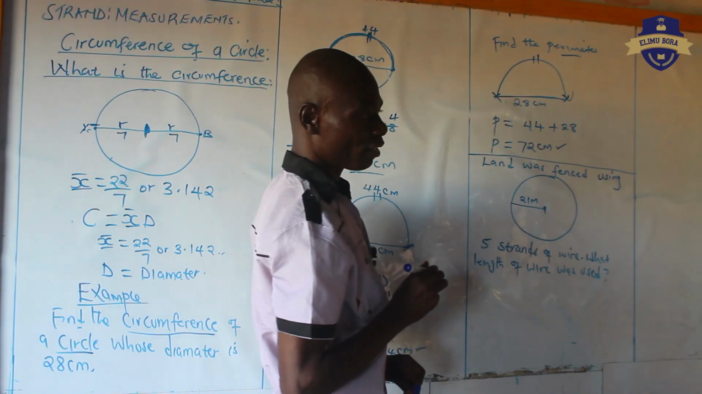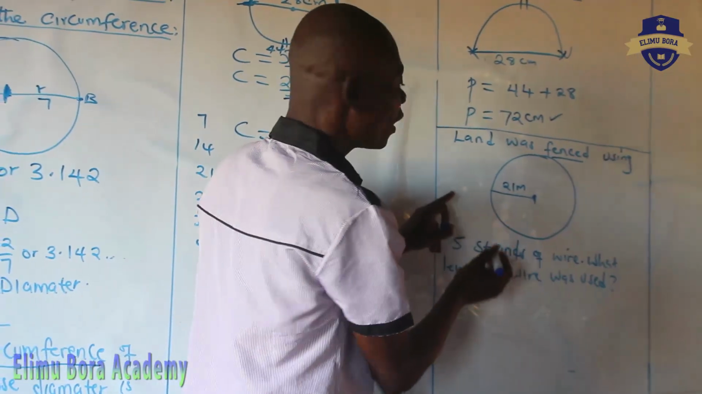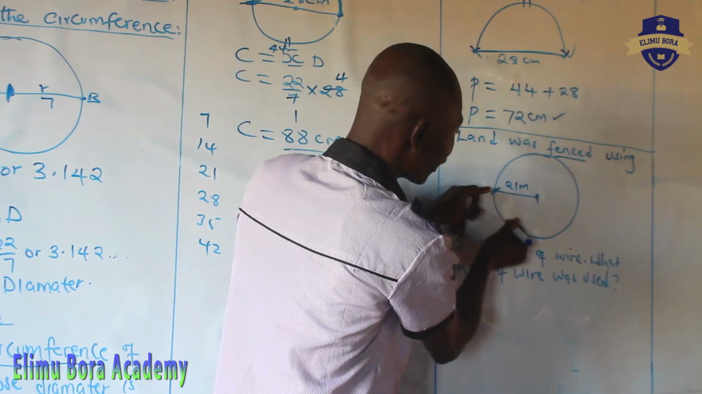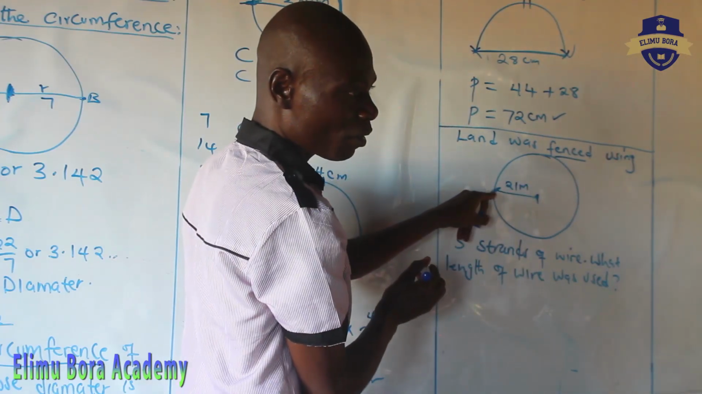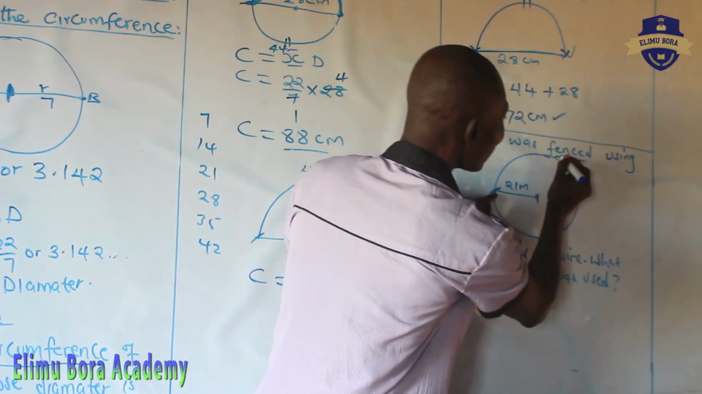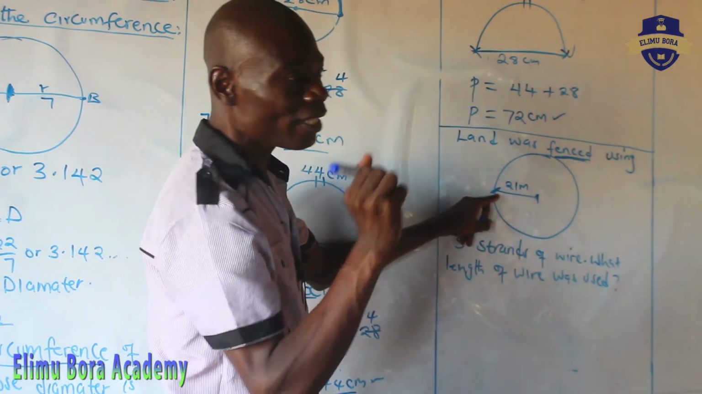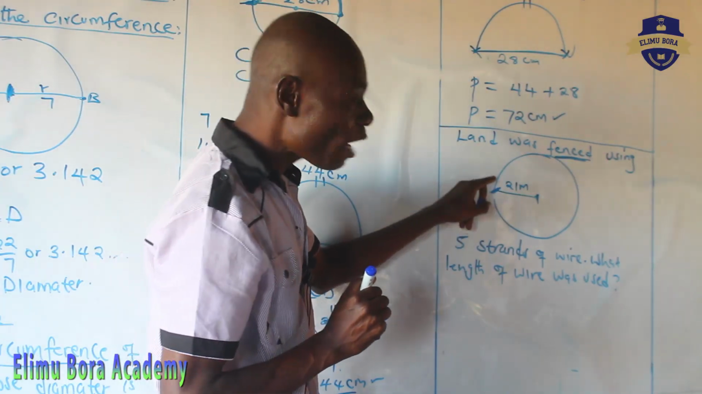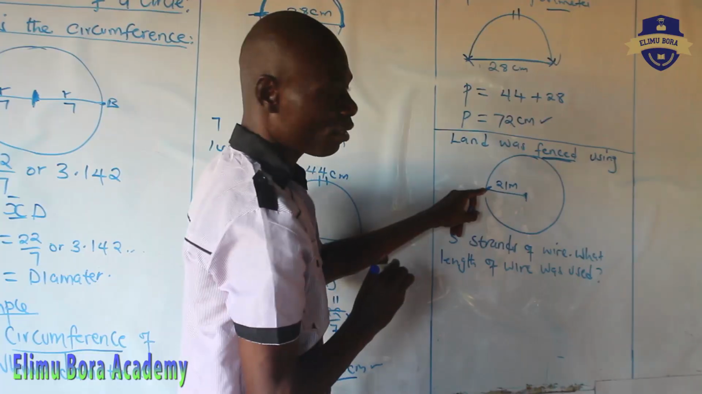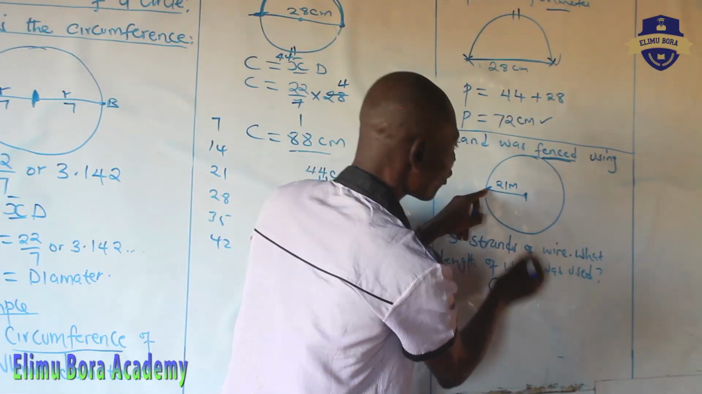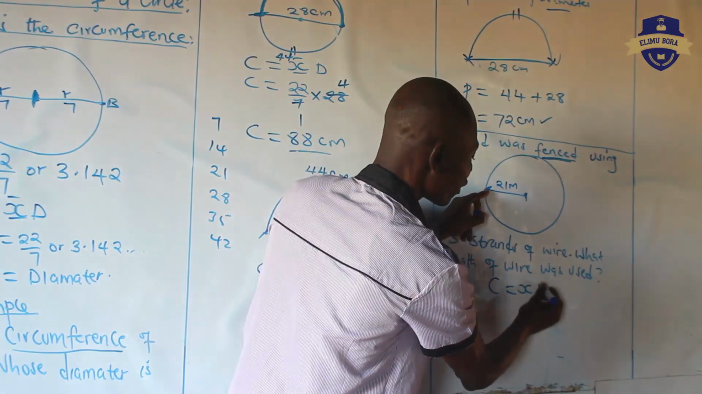Very simple question. Remember, they are fencing. The word fencing means this wire, what I rotate it around until the point you have started. That's strand 1. So if you see the land was fenced, what should come to your mind? That is now you must get the circumference. The circumference means you have fenced the field once. So you need to get now the circumference of this circular field.